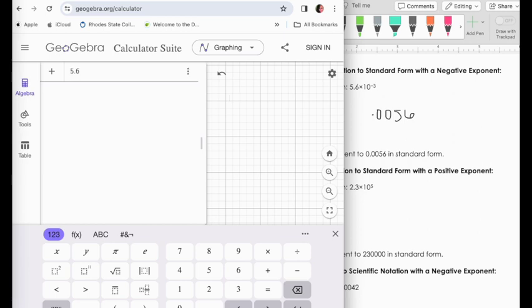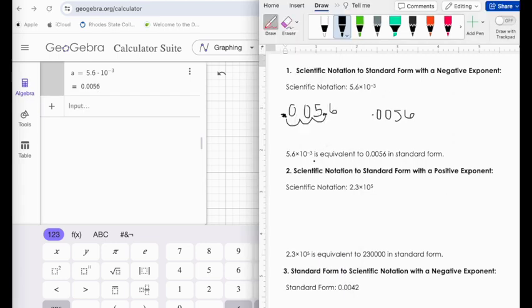Now, if you do this on GeoGebra and you want to take something in scientific notation and change it to standard form, I'm going to put 5.6 times 10, and then I'm going to raise it to the power of, that's this button down here, and then I'm going to put in -3. And then I hit enter, and it gives me that number right there, 0.0056.